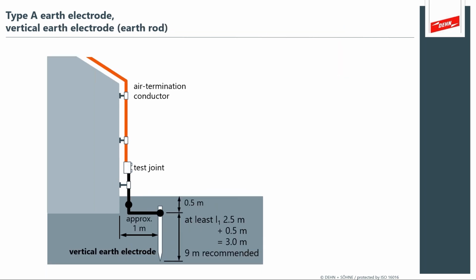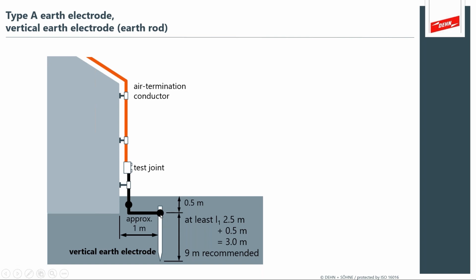Vertical rod, very similar. The standard tells you how deep the rod should go. Basically at least 2.5 meters, but 9 meters recommended, which is a very deep earth electrode, by the way. And of course, you need to stay away from the side of the building, approximately 1 meter. And you'll see very similar aspects where it's buried below the frost line. The actual connection that you're making needs to be buried below the frost line.